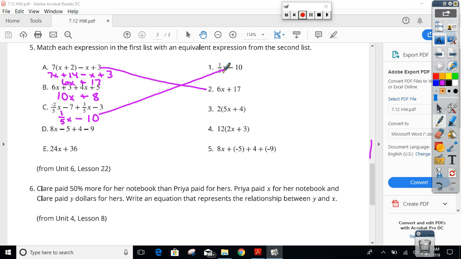Letter D, again, I'm combining like terms. I only have one term that has x's. Negative 5 plus 4 is negative 1. Minus 9 is negative 10. So we have 8x minus 10. Okay, E's already solved for us.